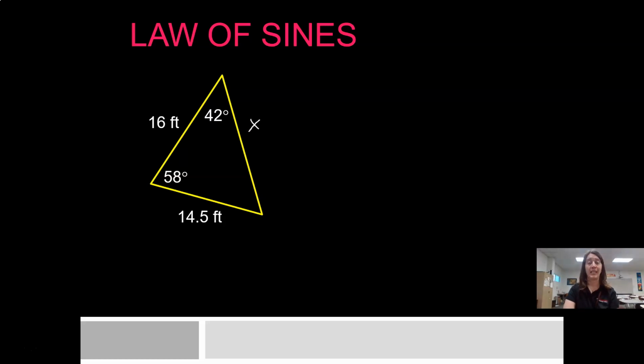Let's set up our law of sines. The law of sines puts the side length on the top, then its matching angle into the denominator. So I have X over sine 58. There's the one that had my variable, and then here's my complete ratio, the side length of 14.5 over its matching angle, sine 42. Same solving process we just did in those previous two questions.